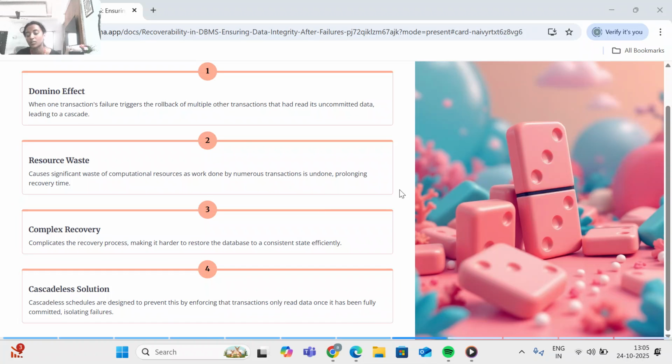Cascadeless solution: cascadeless schedules are designed to prevent this by enforcing that transactions only read data once it has been fully committed, isolating failures.